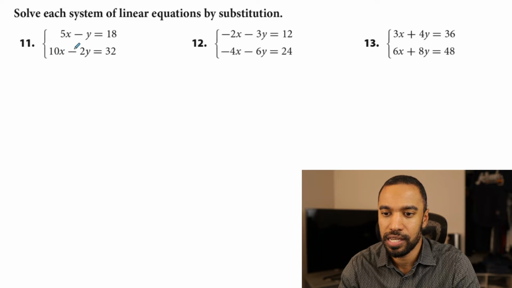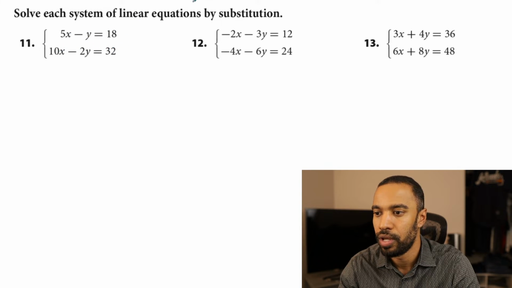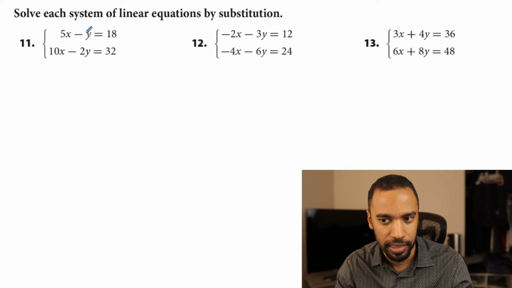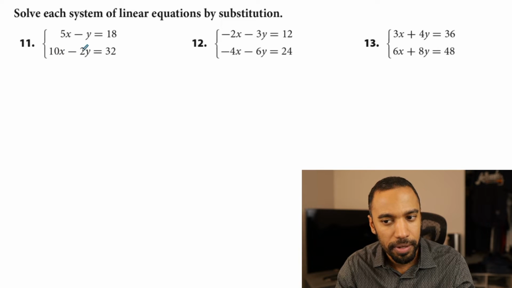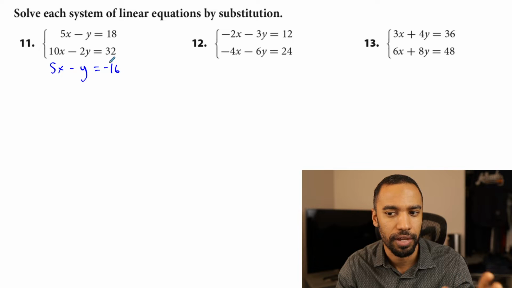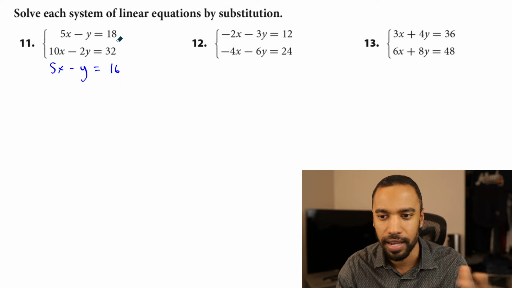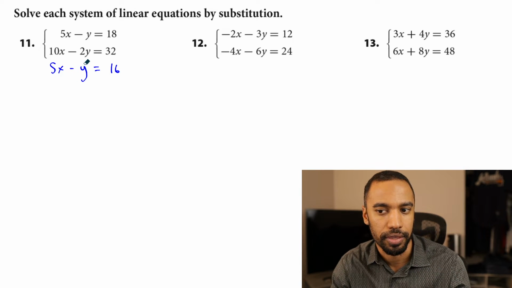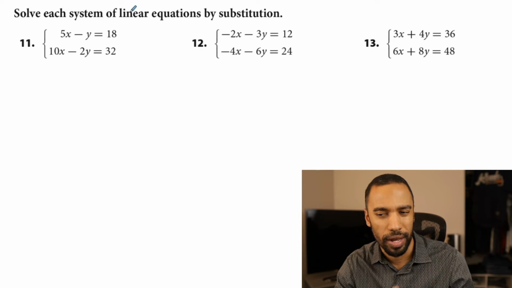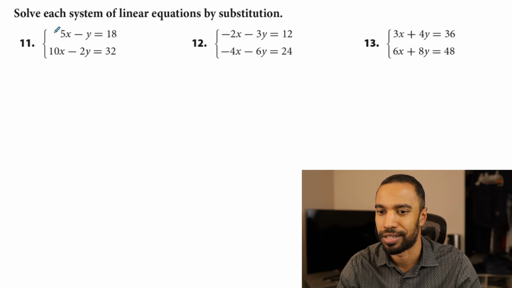5x minus y equals 18. 10x minus 2y equals 32. Just to make you aware, even though I'm probably going to get this y by itself, keep in mind that all these could divide by 2. So if you ever want to play with smaller numbers, divide this whole equation by 2. Make it 5x minus y equals 16. Positive 16. I don't know why I wrote a negative. You would just write it like that, and then boom, now you got another one you can play with here. All right, but I'm not going to do that because you might not know what to do with that. Maybe you saw it and you said, no, it's not for me.